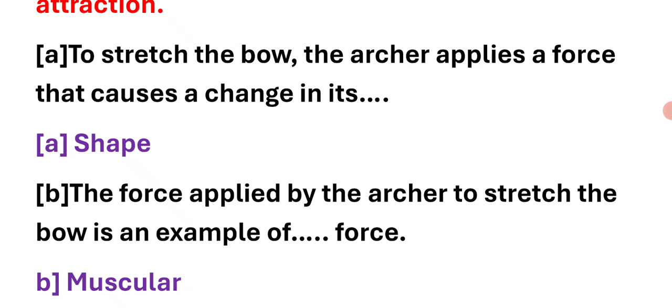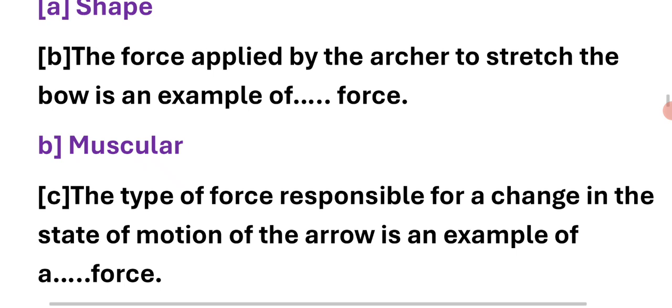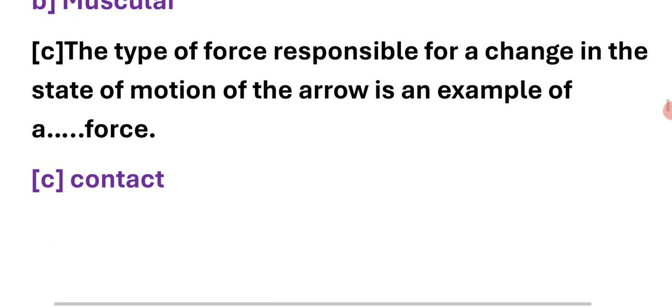First one, to stretch the bow, the archer applied a force that causes a change in its dash. Shape. Right answer, shape. B. The force applied by the archer to stretch the bow is an example of a dash force, muscular force. C. The type of force responsible for a change in the state of motion of the arrow is an example of a dash force, contact force.